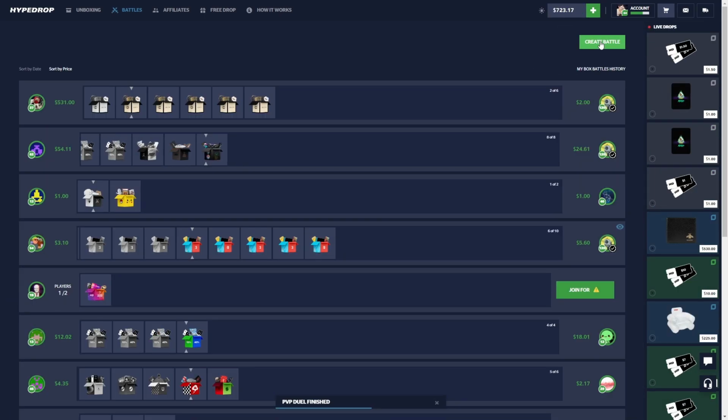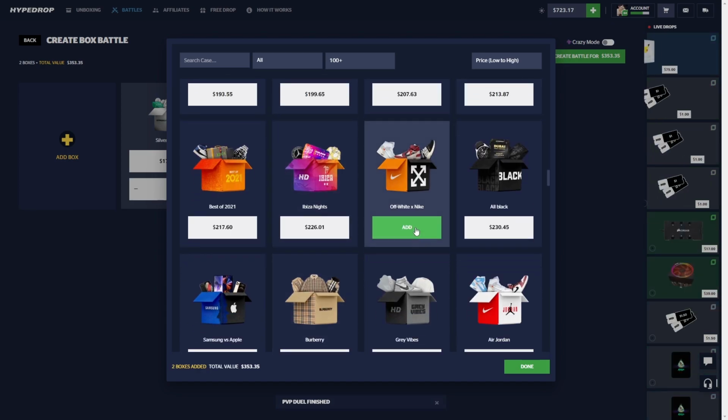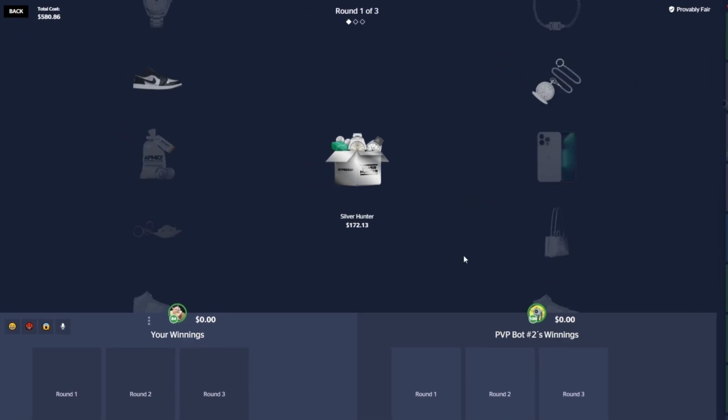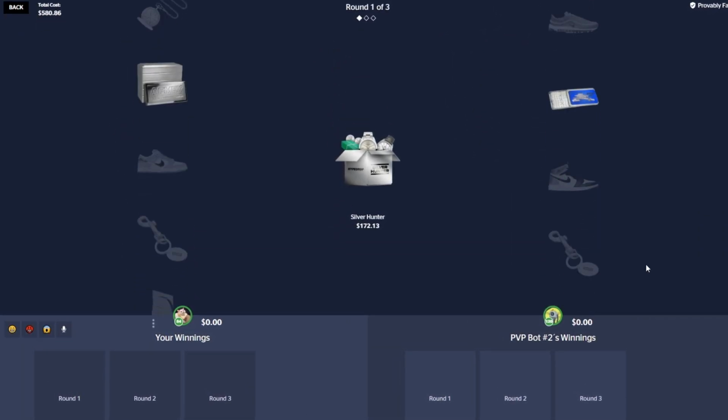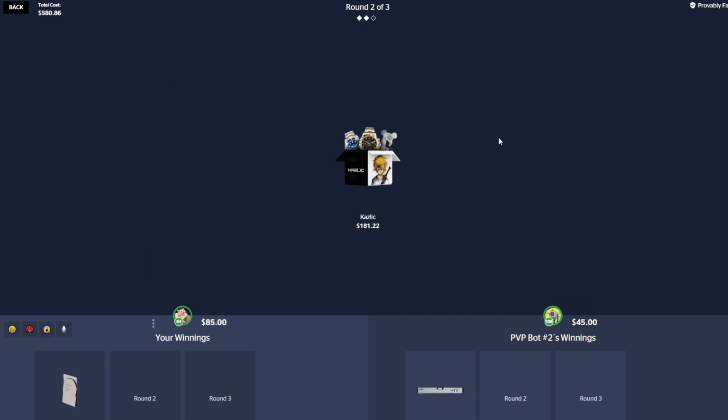Sell those pants back and keep going a bit here. Let's do the Kazlik Silver Hunter and an Off-White X Nike for 580 and see how this goes. All right, Silver Hunter to start out. We get a huge paper clip, which is 85 bucks. Okay, so not much better than the Spirit Leveler.